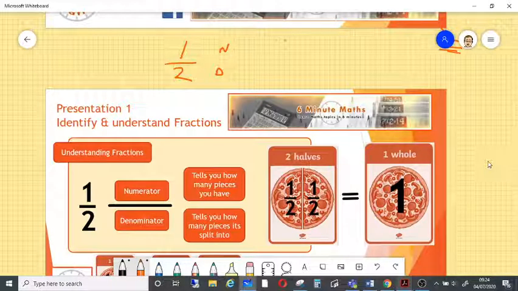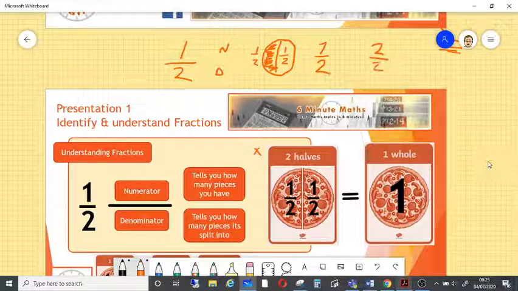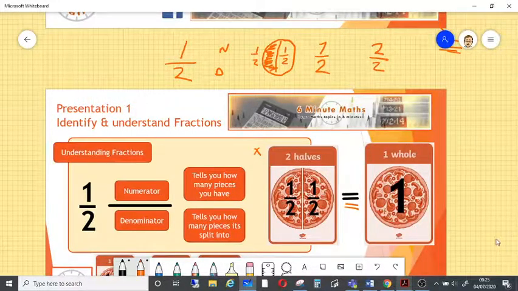So if I've got a pizza and I have got a half of a pizza left, it was split into two and I've only got one left. And obviously two halves, as you can see on that diagram here, make one whole pizza because it's been split into twos. Yeah, so I've got a half and a half, which really is two halves, which is the same as one whole pizza. So I'll just explain that a little bit more.